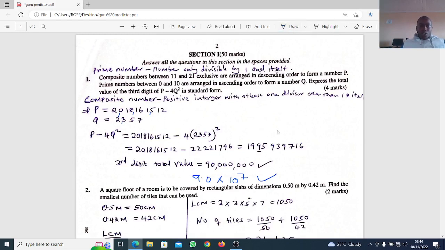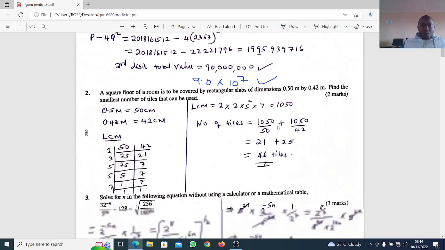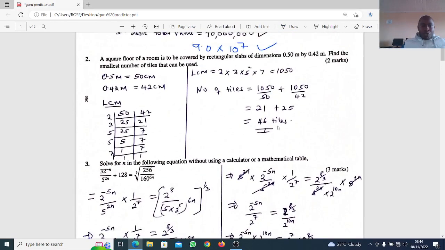So we continue and proceed to question number 2. Question number 2 is talking about a square floor of a room that is to be covered by rectangular slabs of dimension 0.5 meter by 0.42 meter. Find the smallest number of tiles that can be used.